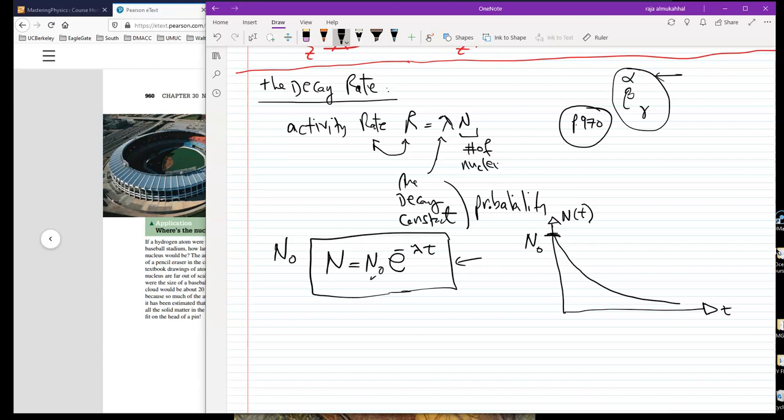Now, the time it takes for the sample to be half the original, which is right here, see, this is n naught over 2, that time is called the half-life. And we have a symbol for it, t sub 1/2. Okay?